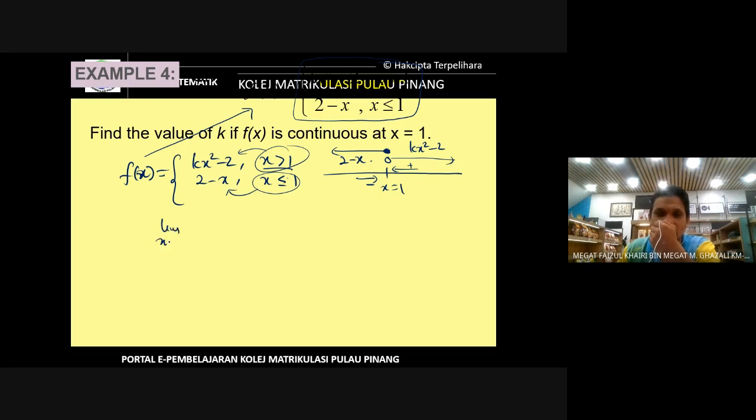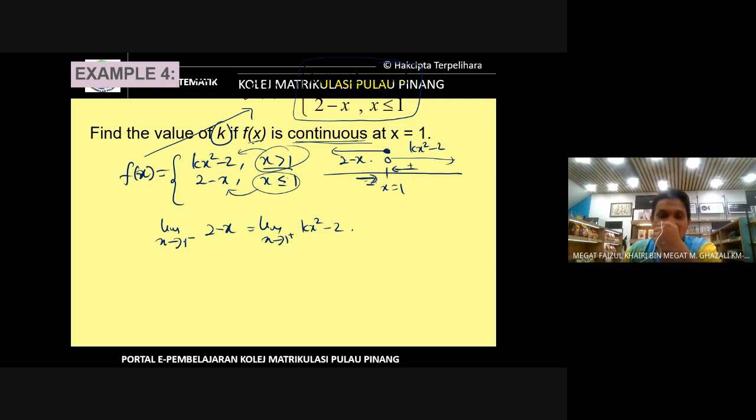So limit of x approaching 1 from the left is for the function 2 minus x. And the limit of x approaching 1 from the right is for kx square minus 2. And for the value of k, if f(x) is continuous, dia dah bagi syarat, dia dah bagi hints dah. Find the value of k if f(x) is continuous. If f(x) is continuous, meaning that the limit exists. The limits from the left and right exist and they are equal.